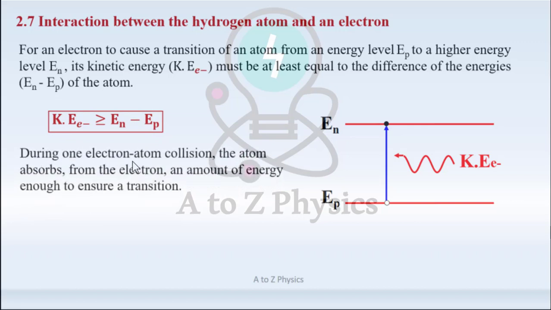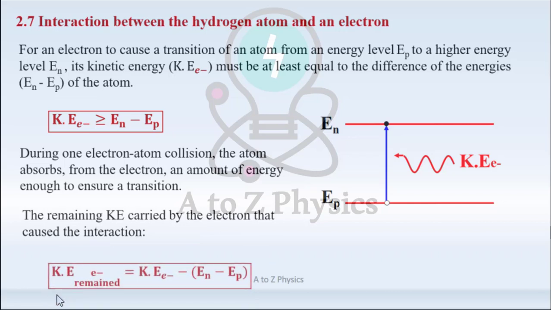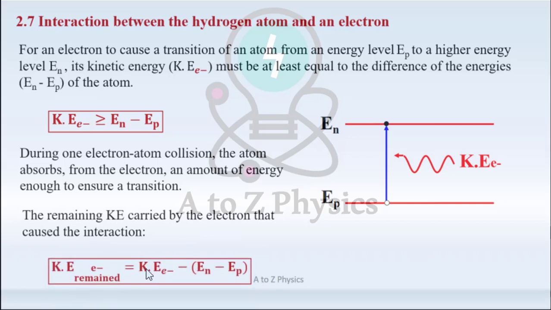During one electron-atom collision, the atom absorbs from the electron an amount of energy enough to ensure a transition, since the energy of the electron is not quantized as the energy of the photon. The remaining kinetic energy carried by the electron that caused this interaction is equal to the initial kinetic energy of the electron minus (En minus Ep).